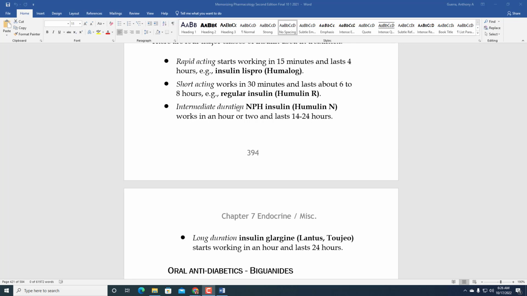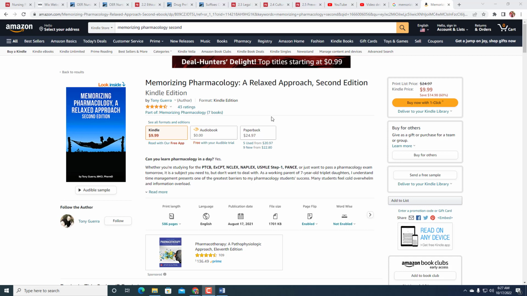So my advice is, when you get to insulin, that insulin can be life-saving, but it can also be very dangerous. Memorize them in order: Humalog, Humulin R, Humulin N, and then Lantus or Toujeo. And just to be clear, this is the book that I'm talking about. It's right here, Memorizing Pharmacology, a Relaxed Approach, 2nd edition. And this was the Kindle version. The audiobook obviously is going to narrate those types of things, but I just want to make clear this is where this is coming from.